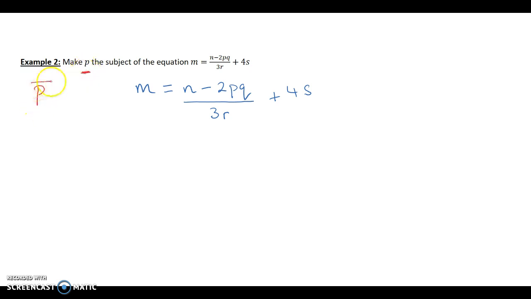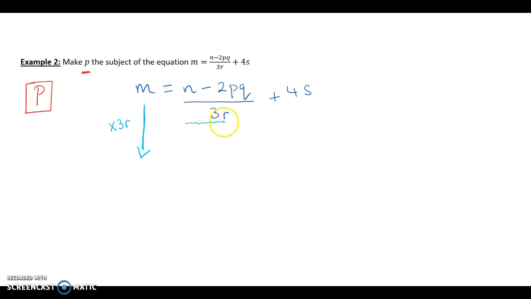So just write that down somewhere so that you remember what letter it is that you want to get on its own. Now when we look at this equation, it's a little bit different from the last example, because the first thing that I would like you to notice about it is the fact that it has a fraction. This piece, n minus 2pq over 3r, is a fraction. And we said the way to handle a fraction is to multiply everything that isn't inside parentheses, and there's nothing at all inside parentheses in this case. So multiply everything here in this problem by the bottom of the fraction, by 3r.